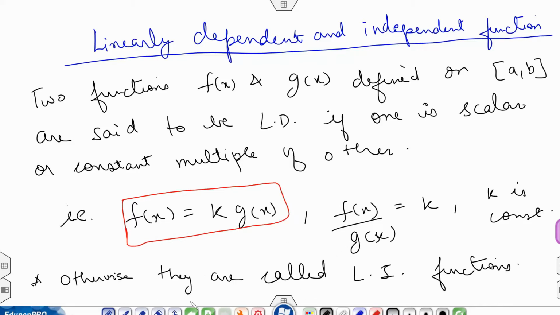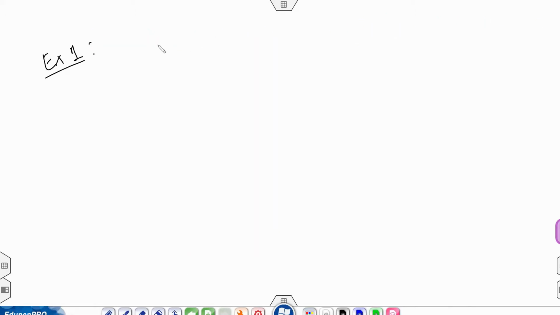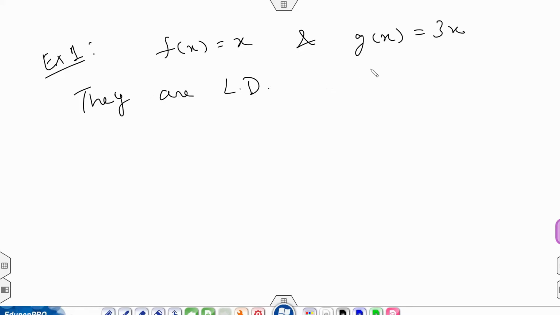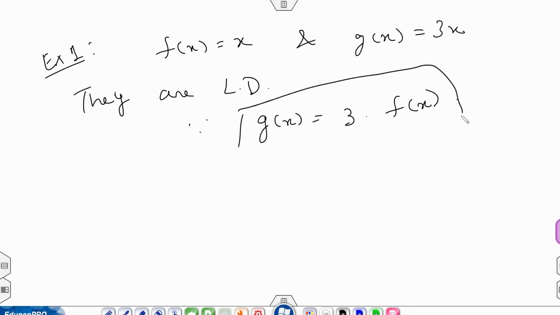Now we will take a few examples to make it clearer. Example 1: suppose f(x) is equal to x and g(x) is equal to 3x. Now we can see that they are linearly dependent. Why are they linearly dependent? Since I can write one as a constant multiple of the other, g(x) is equal to 3 times f(x). So both of these functions are linearly dependent.